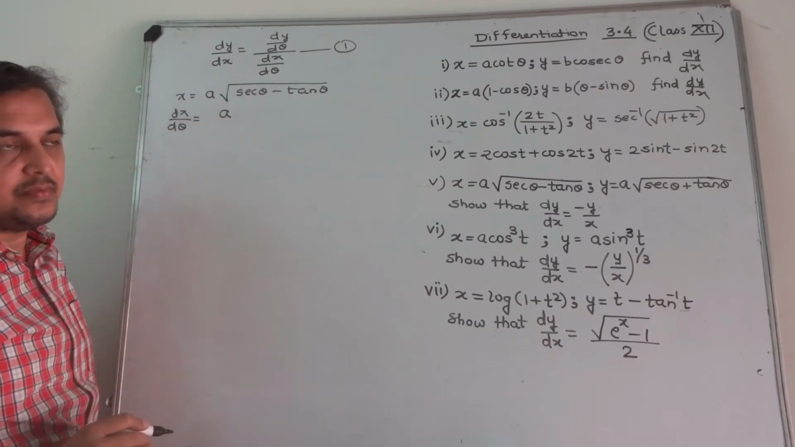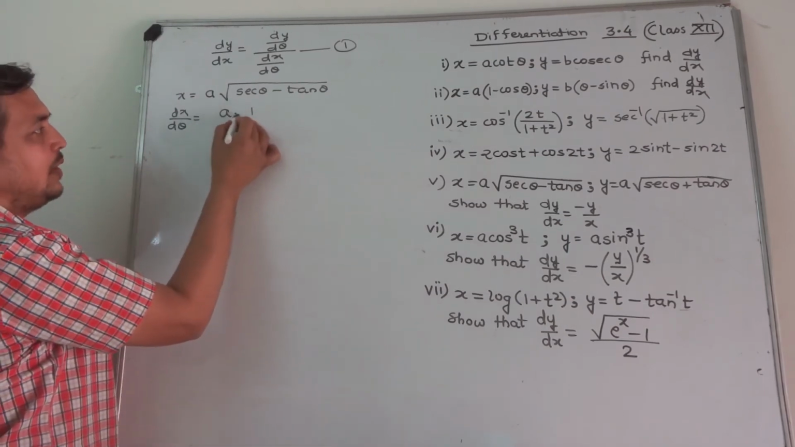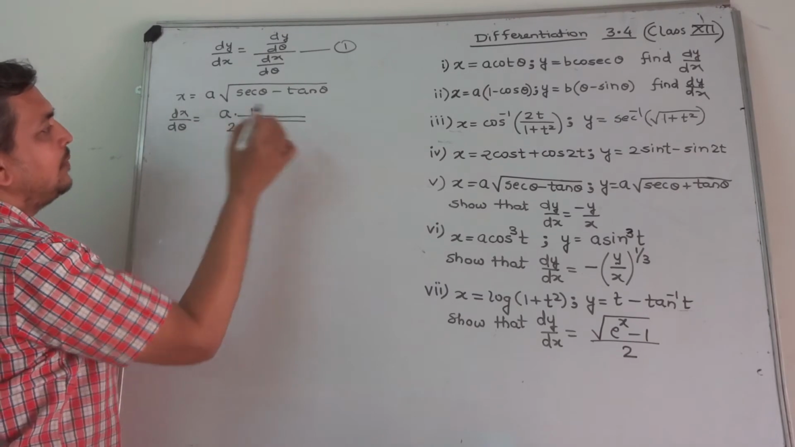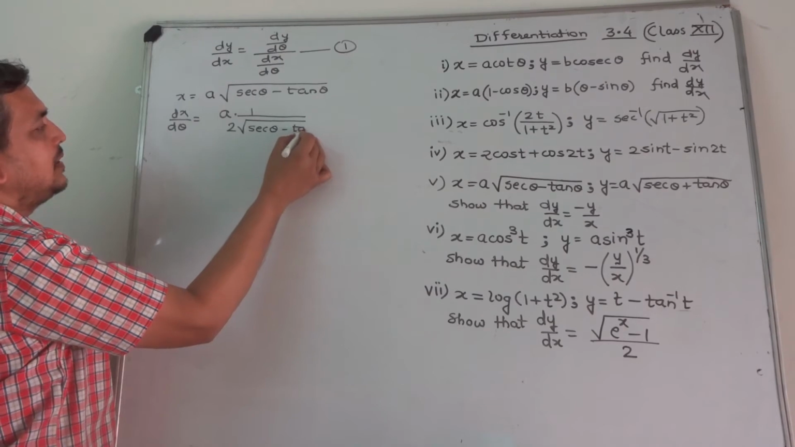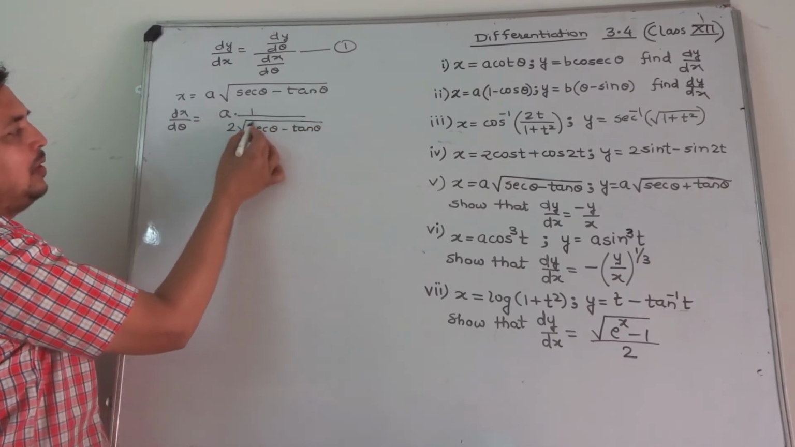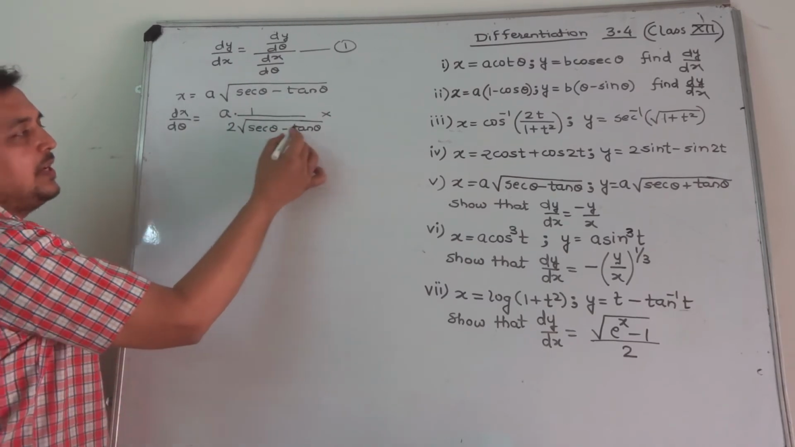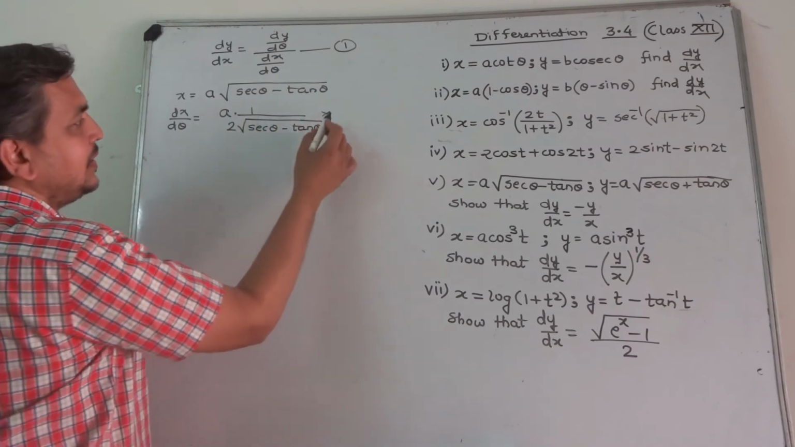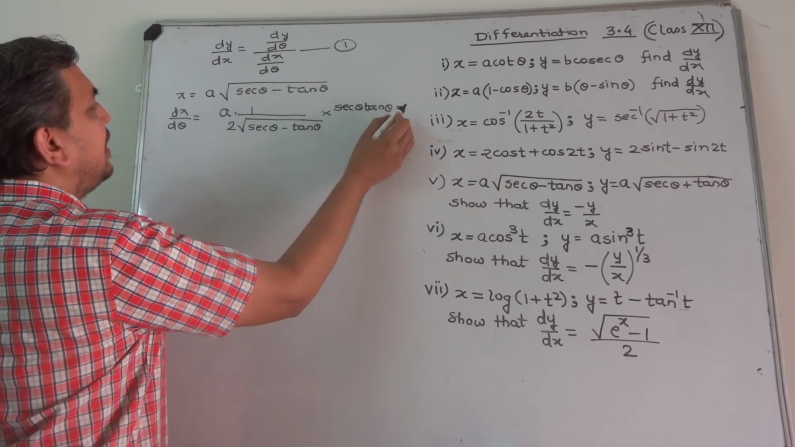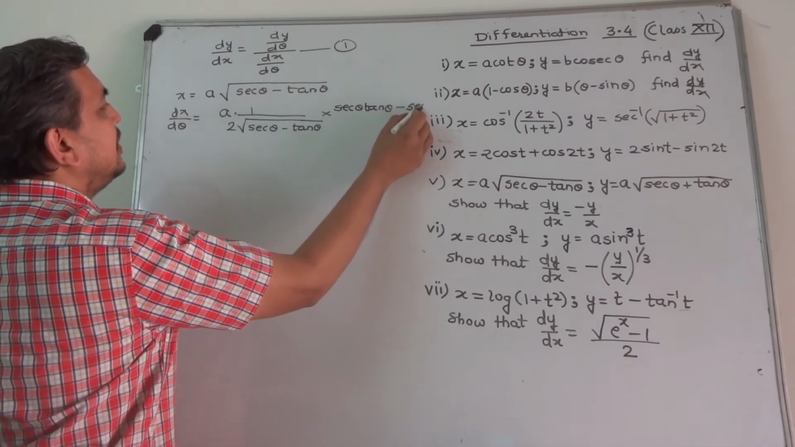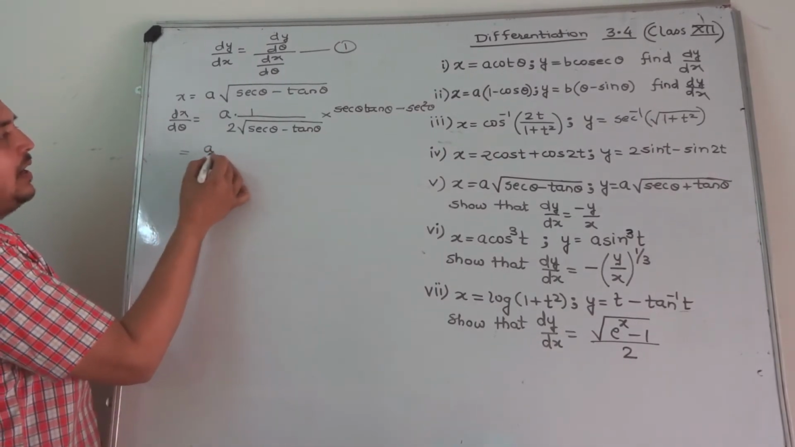The derivative of root x, what is the formula? The derivative of root x is 1 upon 2 root x. So into 1 upon 2 root, in place of x we have sec theta minus tan theta. Chain rule, in place of x we have this complete term, so into the derivative of sec theta minus tan theta. What is the derivative of sec theta? Is it sec theta tan theta? Minus the derivative of tan theta is sec square theta.